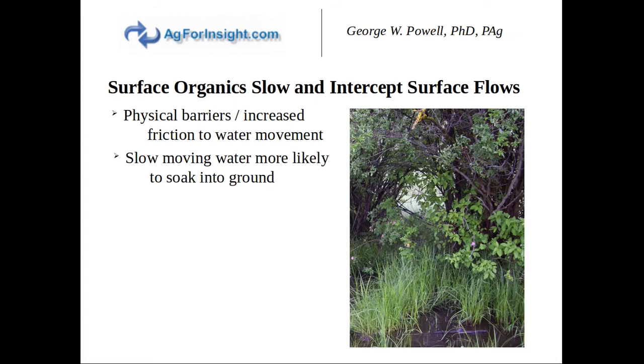Surface organics will slow and intercept surface water flows, so that vegetation on the surface becomes a physical barrier and increased friction to water movement. The slower that water moves, the more likely it is to soak into the ground rather than to pass over quickly and go out as an outflow.